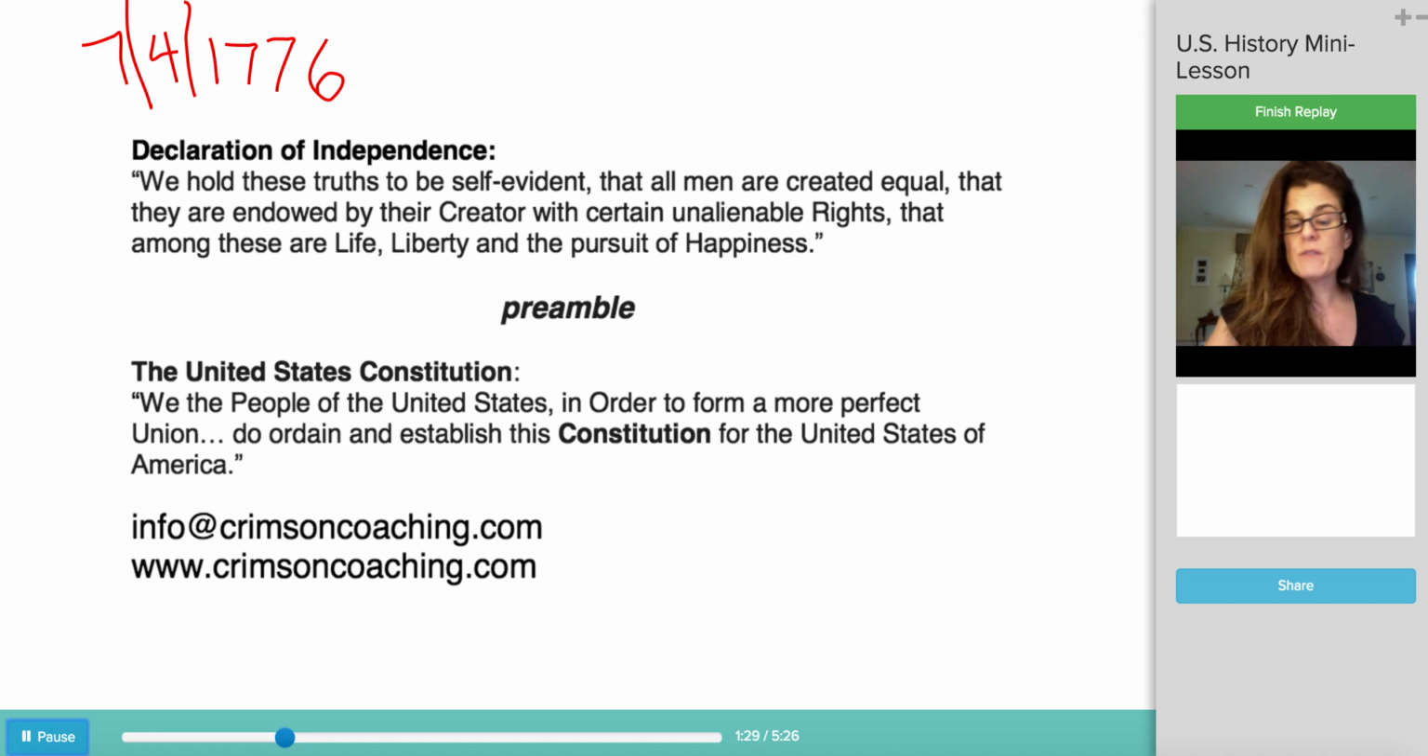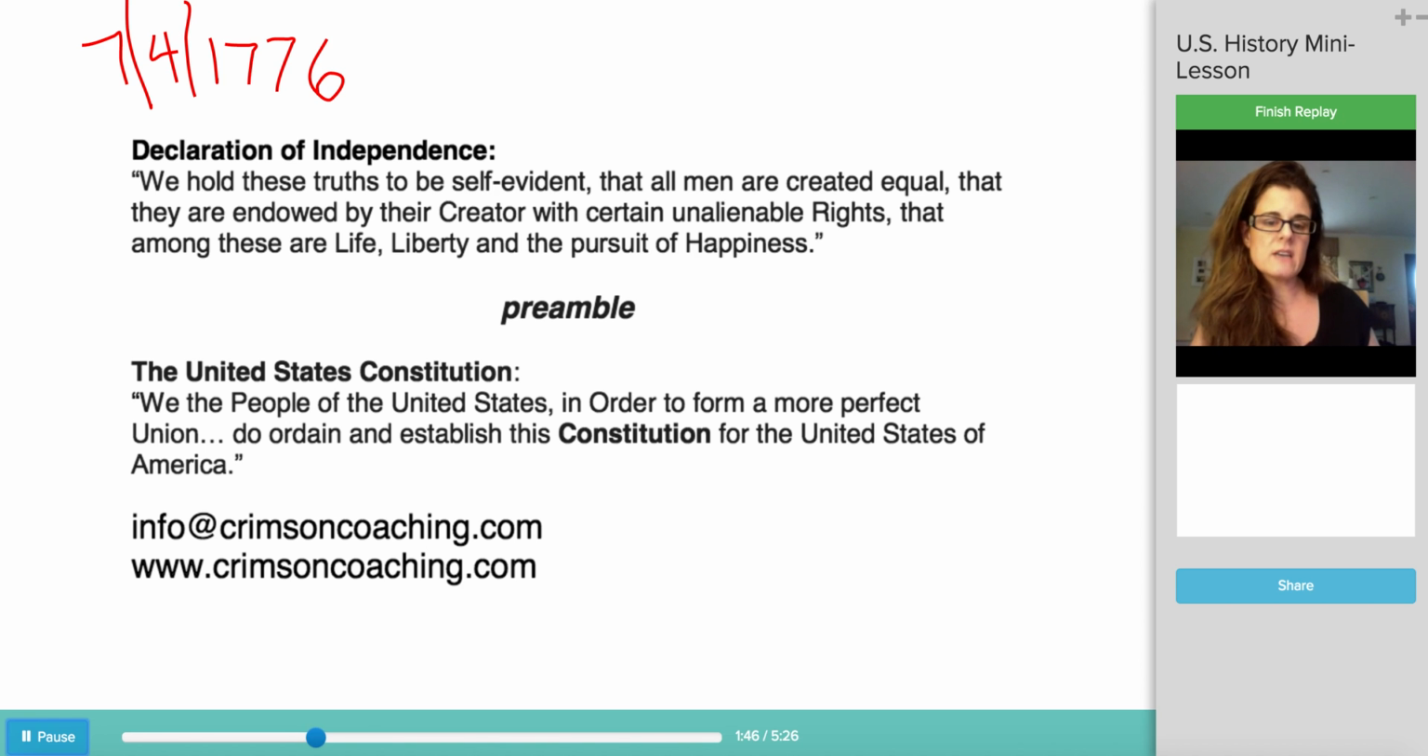The Declaration further asserted that governments must protect these God-given rights, and when they do not, citizens have not only the right, but also the responsibility to establish a new government that will protect their life, liberty, and happiness.